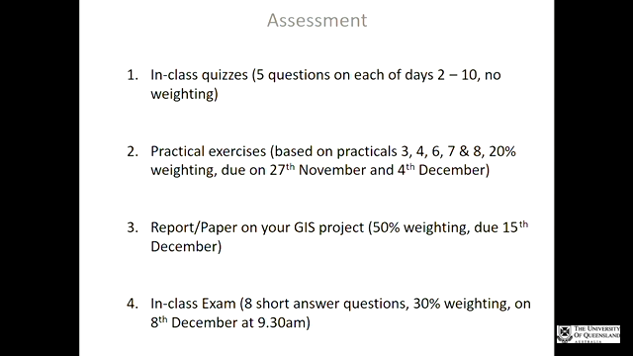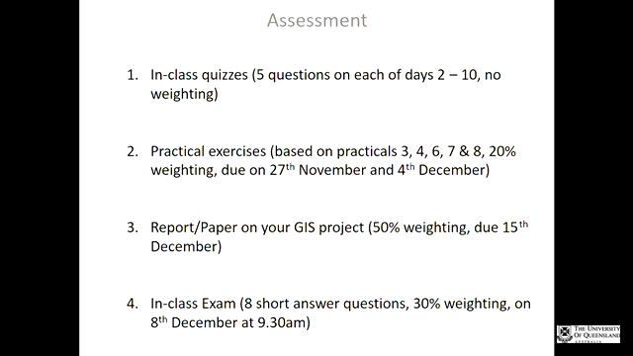Next, practical exercises. These are associated with each practical. There's 5 questions in total to answer, with a total weighting of 20%. Two questions are due on the 27th, and 3 questions are due on the 4th. They have slightly different weights, at 8 and 12%, but that's because there are different numbers of questions, so it's basically 4% per question. So it's a low weighting, but an important part of the course.